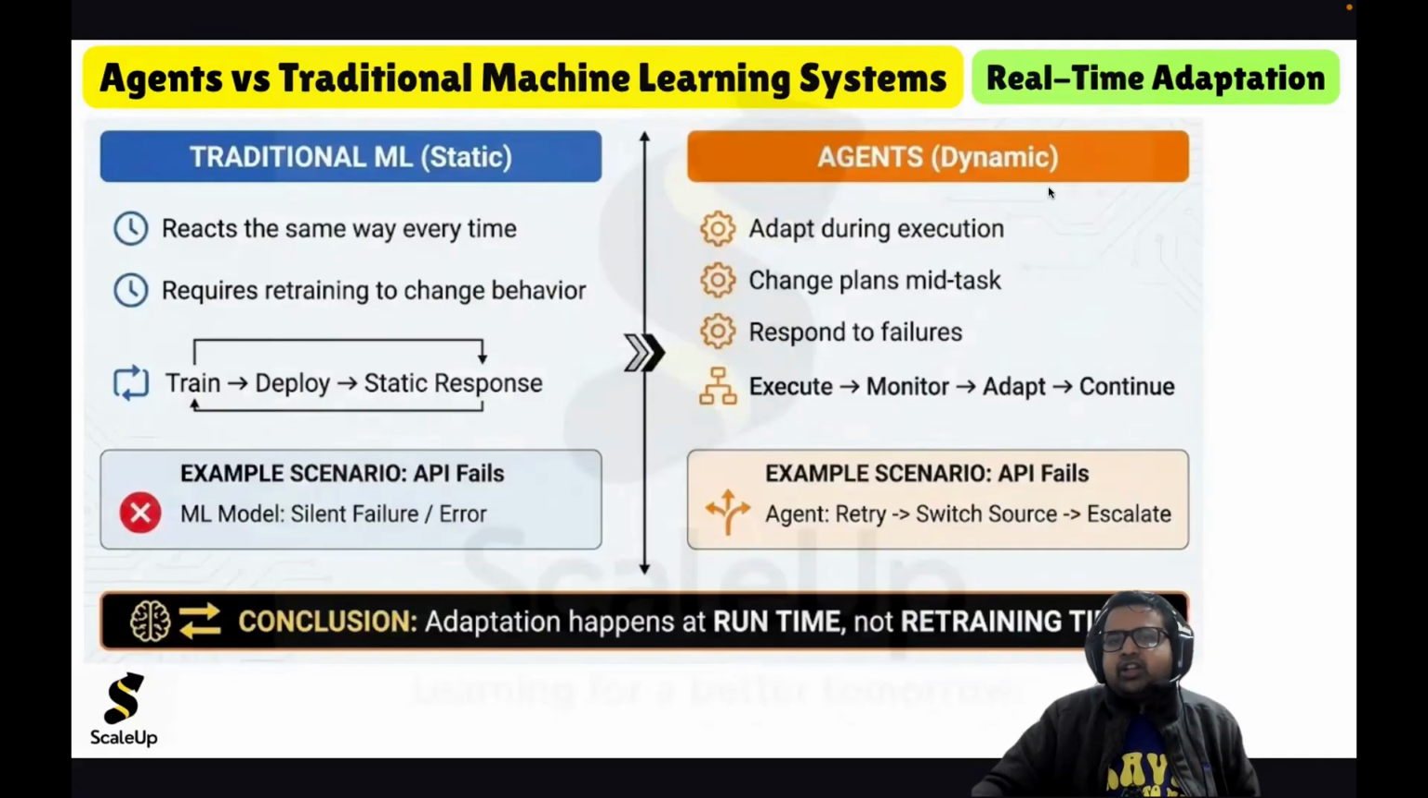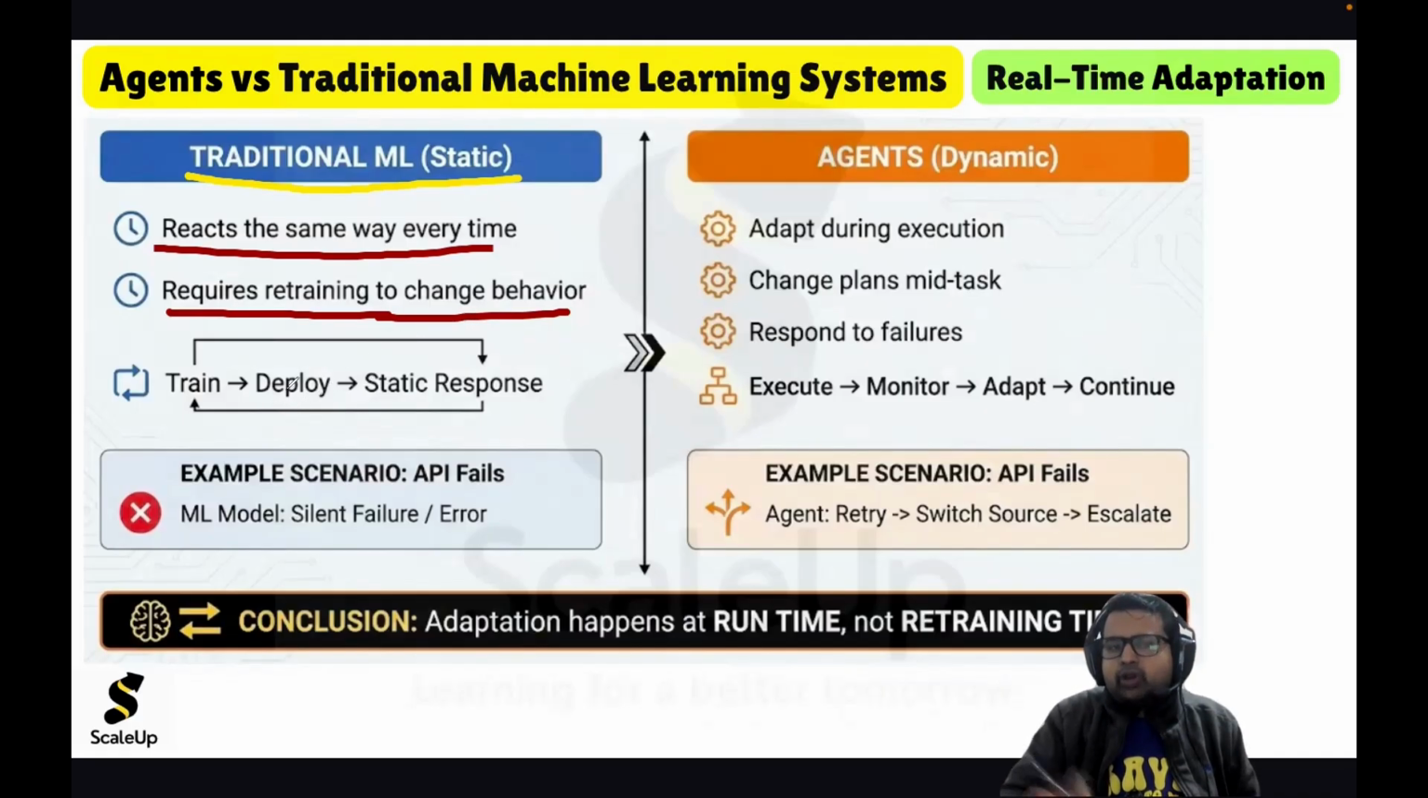Traditional machine learning systems are very static in nature. Whatever knowledge you fed during training time, it only has that. It reacts the same way every time. It requires retraining to change behavior. To change the behavior or to add new knowledge, we have to retrain the model. So it's very static in nature, which we already saw. First, we train the machine learning model, we deploy it, and it just gives static responses. If we want to evolve the model, we have to retrain it, and we have to keep on doing this cycle.